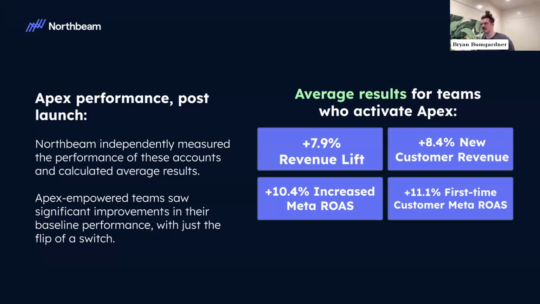These are the average results from teams who activate Apex. Across everyone who's turned on Apex for their Meta accounts, we're seeing an almost 8% revenue lift from the exact same campaigns. They've just turned it on. It runs on their same campaigns. It all happens under the hood, right?